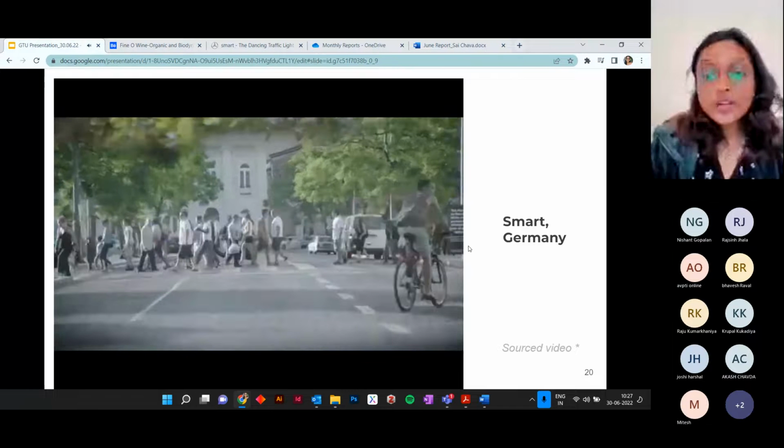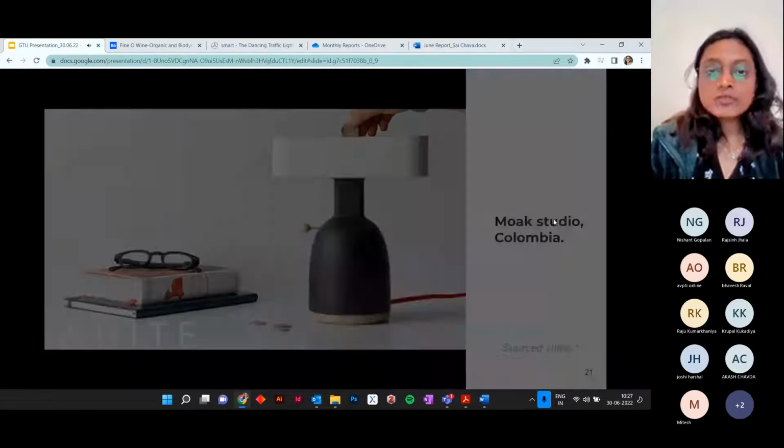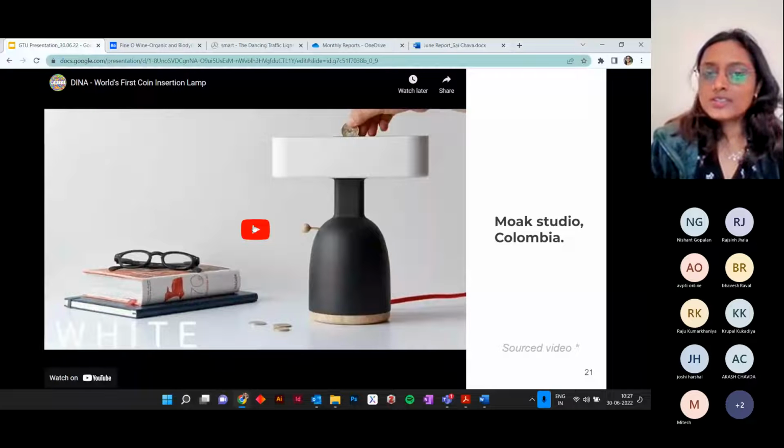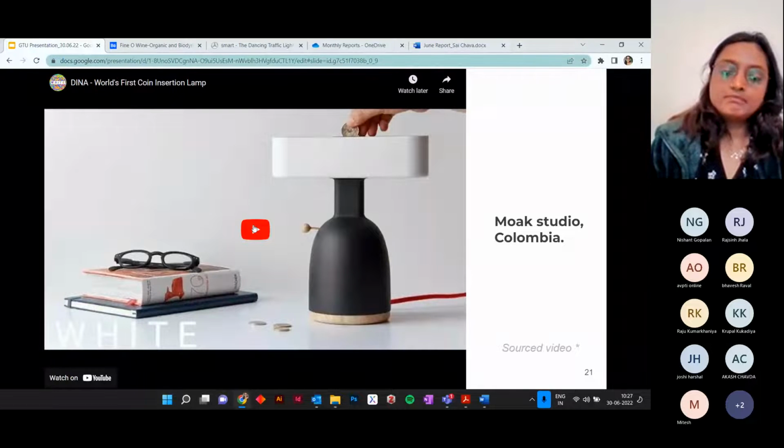Right. And there's one more video, one more product design actually, I'd like to show you. The previous video would be considered service design or user experience design. This example is of industrial design. It's a product, it's a lamp.